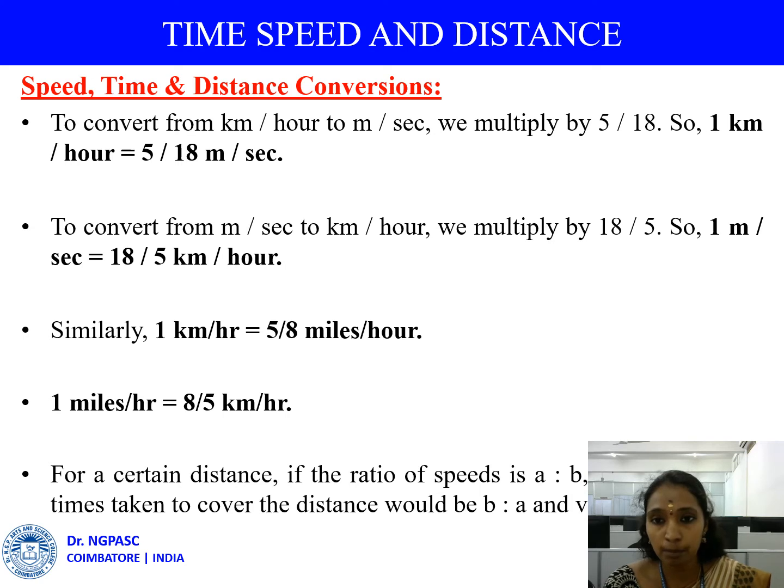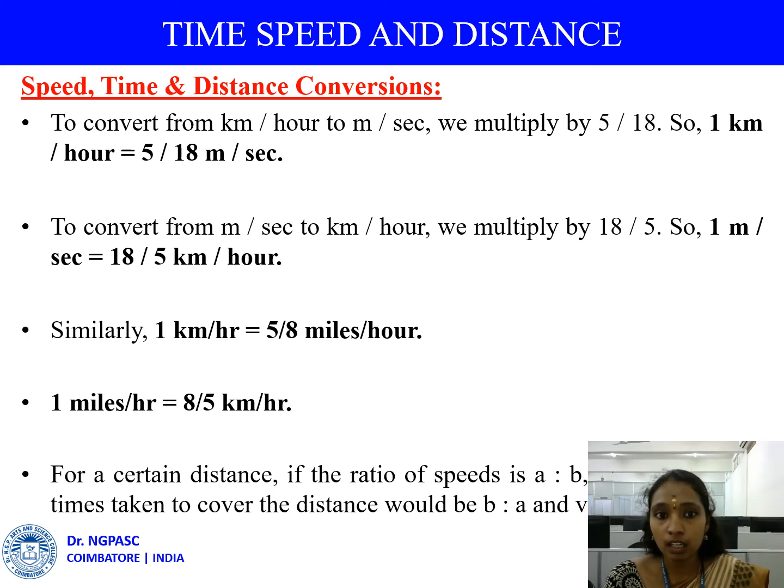Why are we multiplying by 5 by 18? Because we need to convert this kilometers per hour into meters per second. So 18 into 5 by 18 will be equal to 5 meters per second. In this conversion, kilometers per hour is converted to meters per second. So the answer is 5 meters per second.